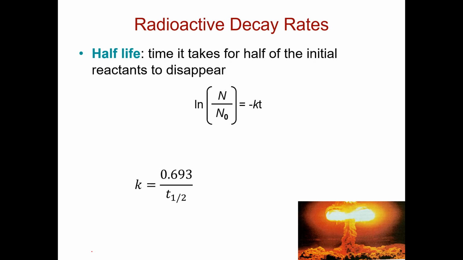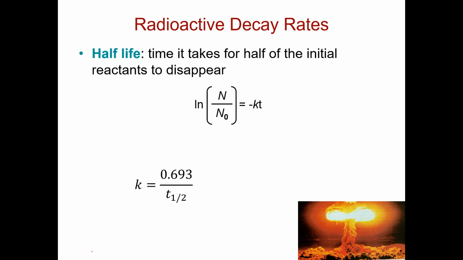So, for example, if I have 100 grams of a substance, how long would it take for me to only have 50 grams of that substance? That amount of time is what we call the half-life. There are a couple of equations that relate to half-life.